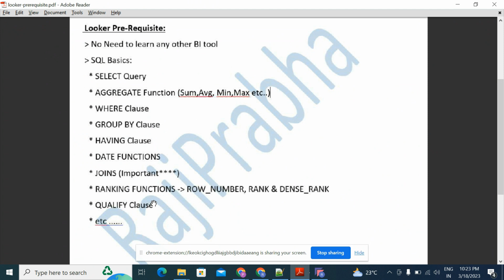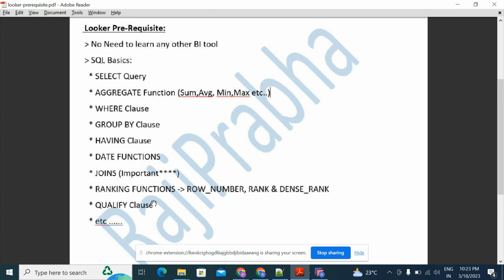Apart from this, we should learn date functions, because when you go for any analytics, date functions play a key role. That's why we should learn date functions. And joins are very important, because in real time we should not always query the data from one table. We always join multiple tables. That's why we should learn SQL joins very well.